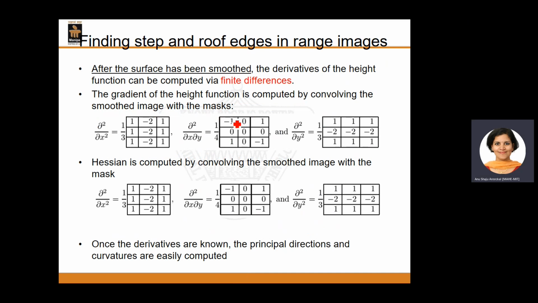Now after that, once the surface has been smoothed, you can try to find the step edges and the roof edges by finding the gradients using finite differences. So we compute the derivative using finite differences, and these are the different expressions for finding the finite differences, something we've already seen in the previous classes. And once the derivatives are known, we can easily find the principal directions and curvatures.